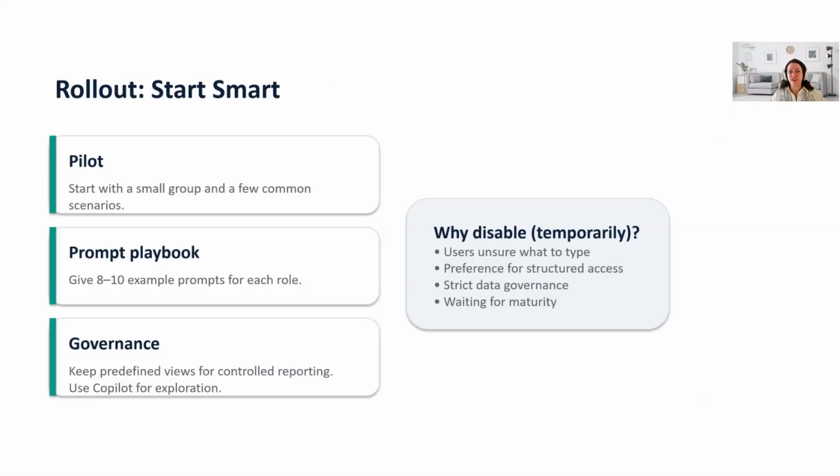Finally, if you want to roll this out, even though this is a big win, organizations do vary. A practical approach to roll out this natural language search option is to start with a small pilot group. Build a prompt playbook by role and use governance intentionally. Keep predefined views for controlled reporting and use Copilot for exploration and ad hoc questions. And yes, sometimes you may disable it temporarily if users aren't sure what to type, if teams prefer structured access, if your governance model requires predefined views, or if you are waiting for a feature to mature. You have control. Use it to tailor adoption to your environment.